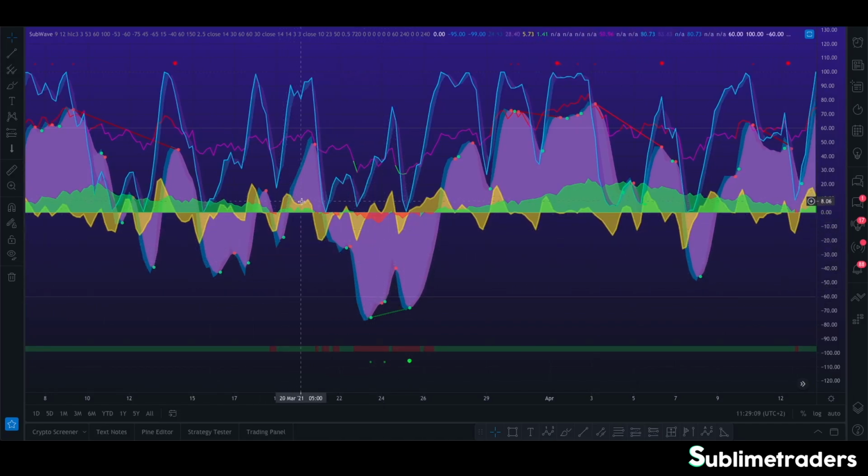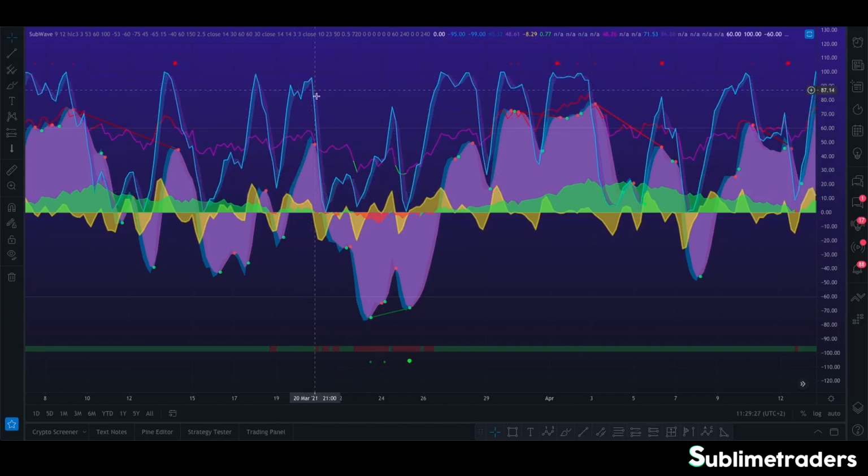Now, the yellow wave that you see moving up and down is a variation of the VWAP. So VWAP is volume weighted average price. You can also have this on a chart. It also helps you decide whether the trade is good or not.